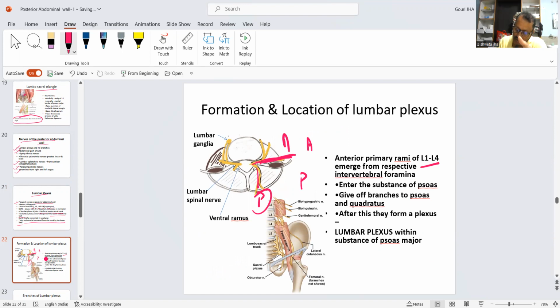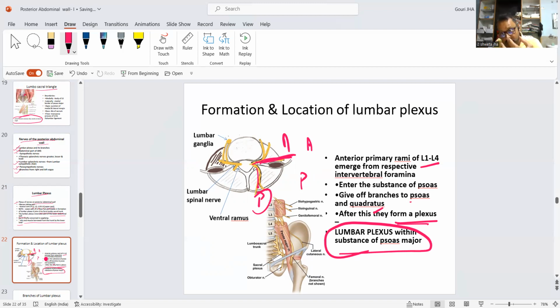See the psoas over here, and they will definitely enter into the substance of the psoas and give off branches to the psoas and the quadratus. After giving branches to the psoas and the quadratus, after that they will form the plexus, and the lumbar plexus will lie within the substance of the psoas major muscles.